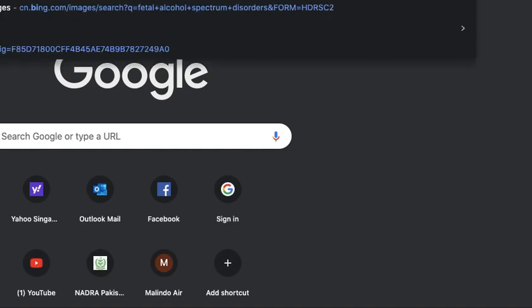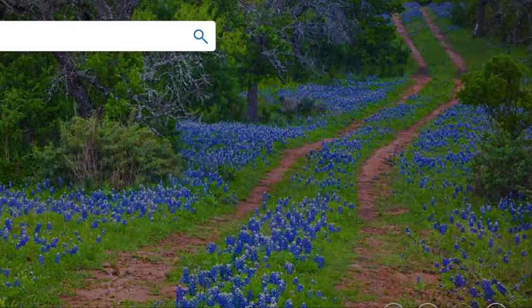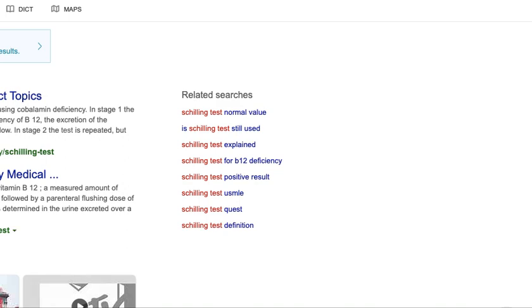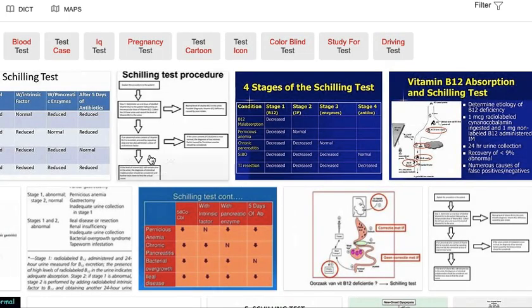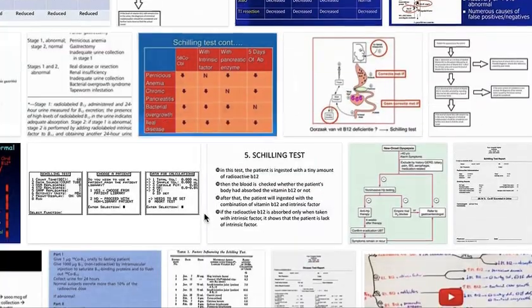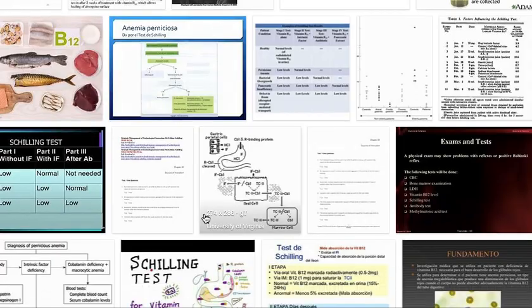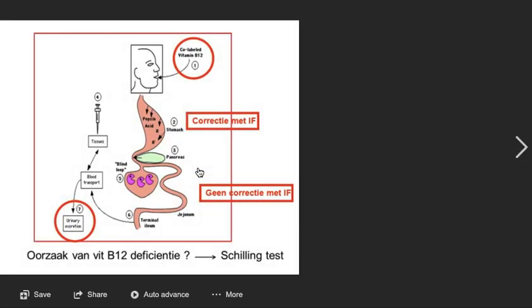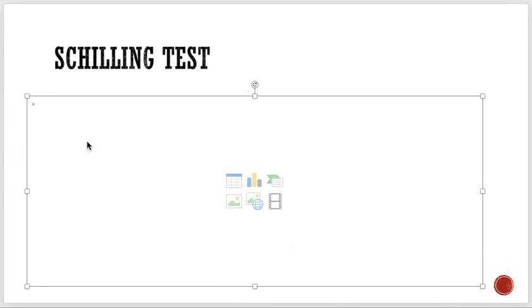I will see if I can find any good photograph so that I can explain what the Schilling test is. Otherwise, of course, I'm going to write it down over here. Okay, maybe I think I found something. Leave the things that are written, because I think some other language is written there. So to start with, what this test is used for.